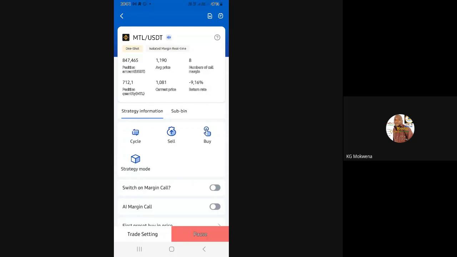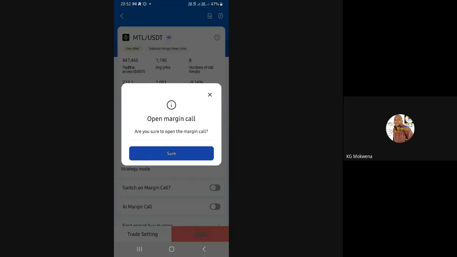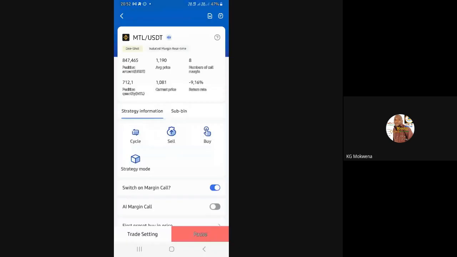We came here, business partners, to do what? To take call number 9, the one that just gave us profit. And that call number 9 will go in when we switch on margin call. So margin call is there, the button. You can see below strategy mode, there's a switch on margin call with a question mark. Click there, and then it will be activated. It means call number 9 will go into the market. We are opening margin calls by so doing.